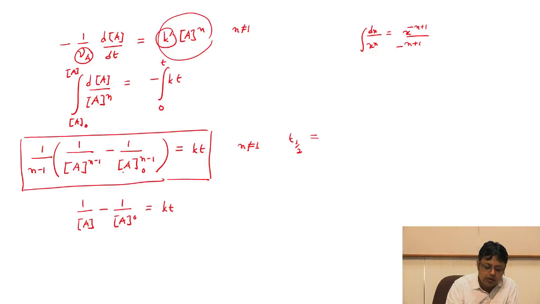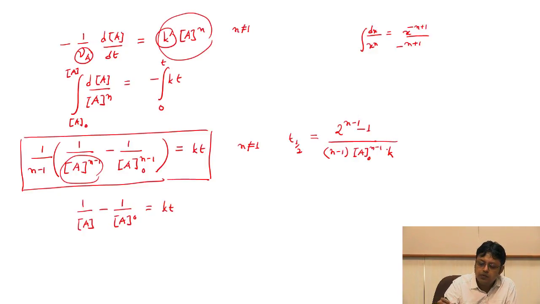Instead of a, I'll just put here a0 by 2 raised to n minus 1, and you can see here that the value will be 2 to the power n minus 1 minus 1 divided by n minus 1 into a0 raised to n minus 1 into, of course, the rate constant here. Now you see that this is true for, again, n not equal to 1, which means for second order it will be 1 over a0, for third order it will be 1 over a0 square, which means now the half-life depends on the initial concentration.